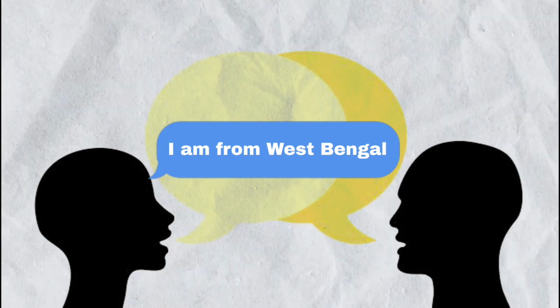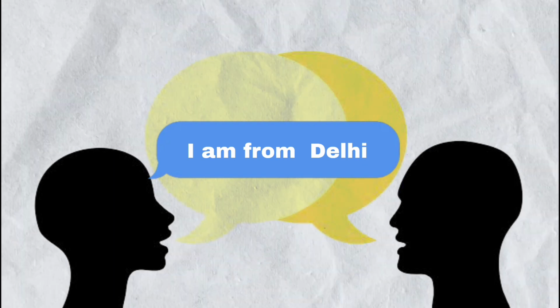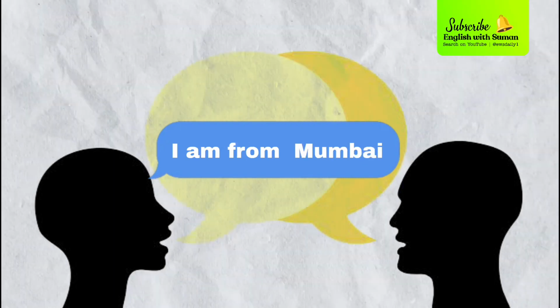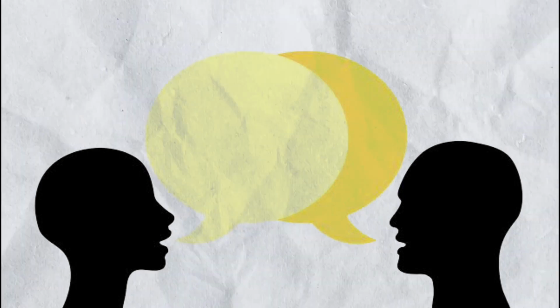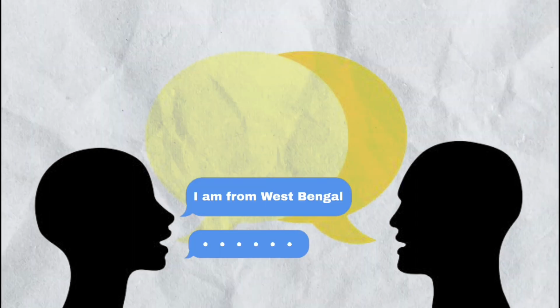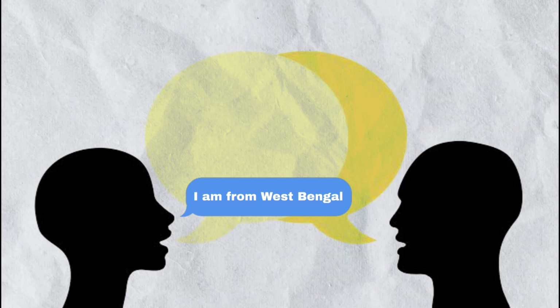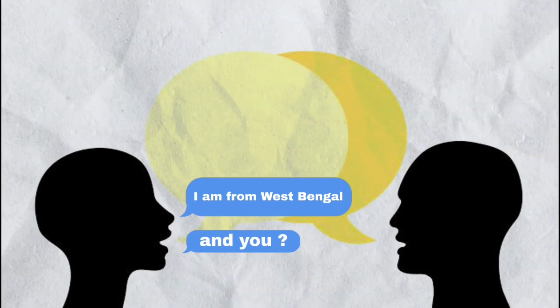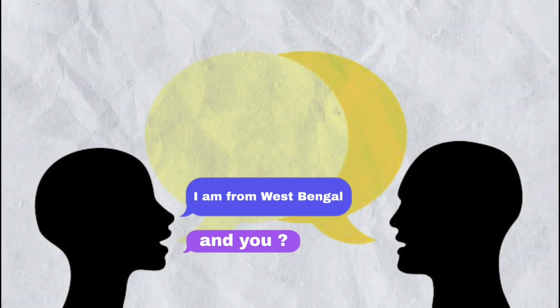Now if you want to extend this conversation, then you have to say about your place. For example, I will say I am from West Bengal. Here you will say your place. Like if you are from Delhi, then you will say I am from Delhi, or if you're from Mumbai, then you will say I am from Mumbai. Now if you want to know the other person's place, then what do we have to do? We have to simply add a question, and you. So we have to say I am from West Bengal, and you? Here you will say your place name and then you will say and you.